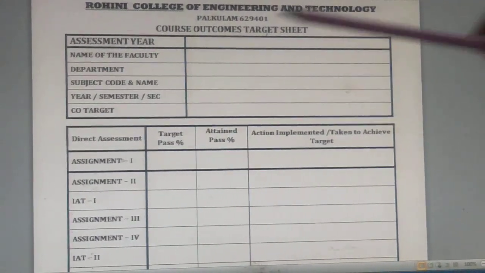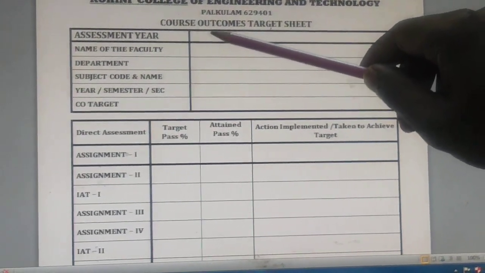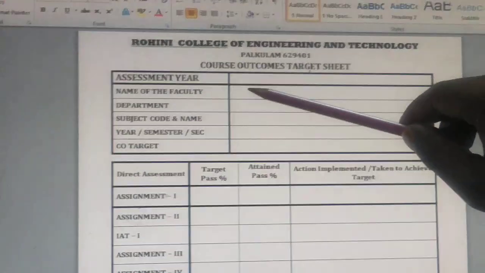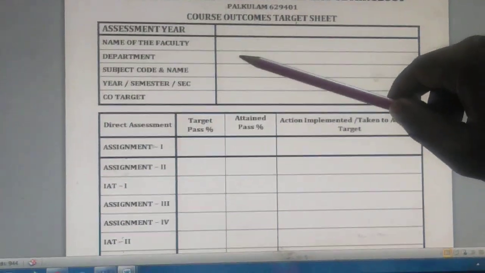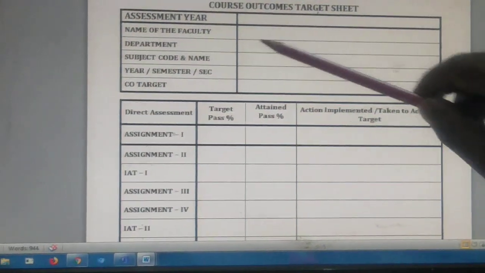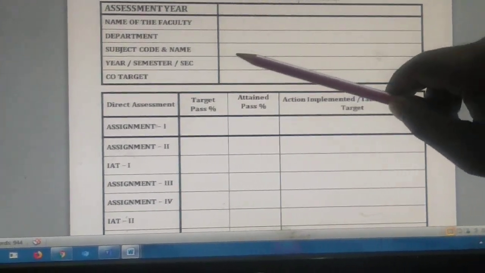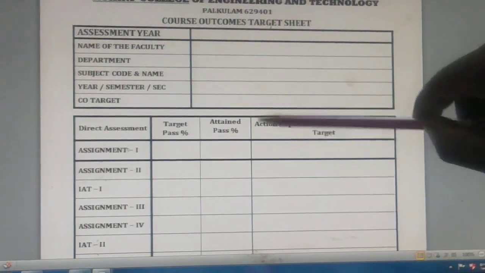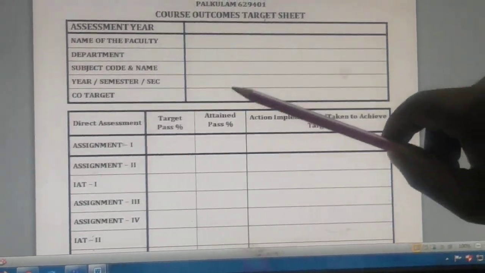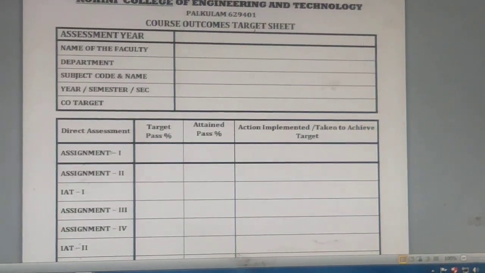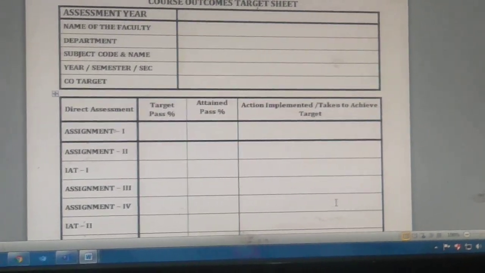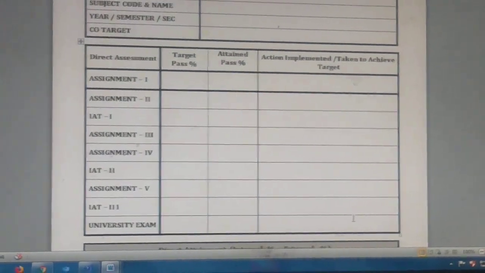So you have to write the assessment year and the academic year, 2014-15 or 16-17, etc. Write the name of the faculty, the department he or she belongs to, the subject code and name of the subject, the year, second year or third year or fourth year, the semester this course belongs to, and the section. And this is the CO target, the minimum target you have fixed. And this is the table that you are going to fill in.